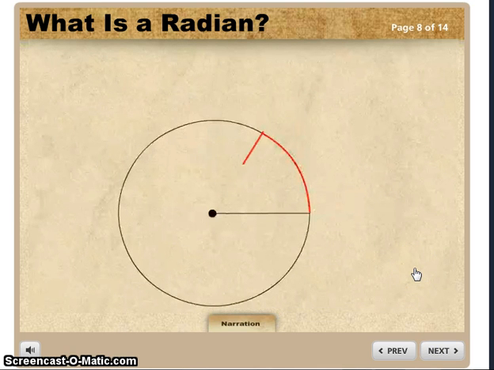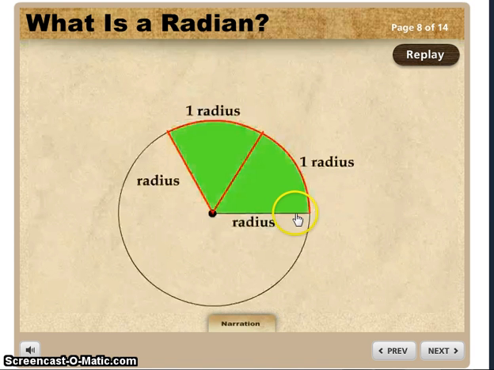Let's view an illustration of 2 radians. Okay, so you notice then that a 2 radian angle, which would be an angle from here to here, notice it's in standard position, cuts off an arc that's equal to 2 radius lengths of the circle.